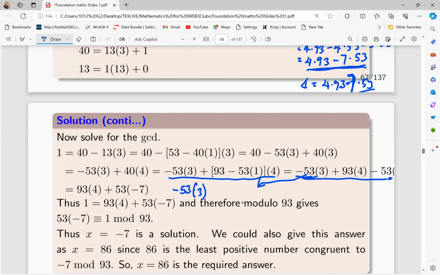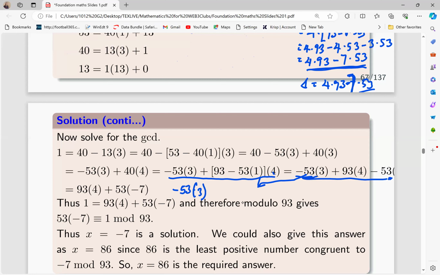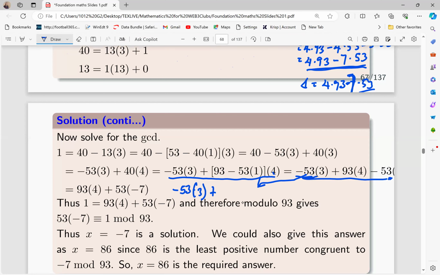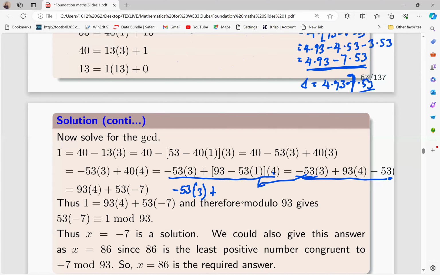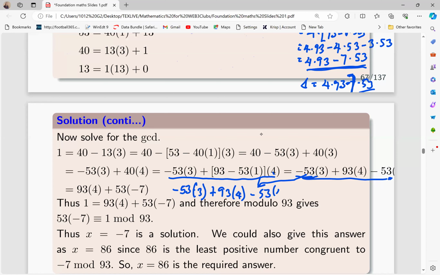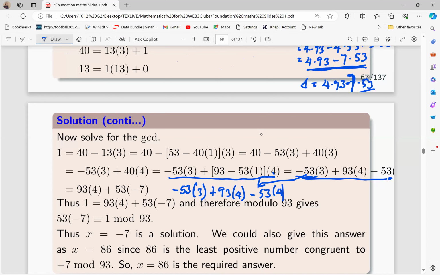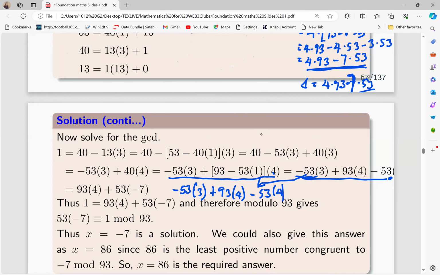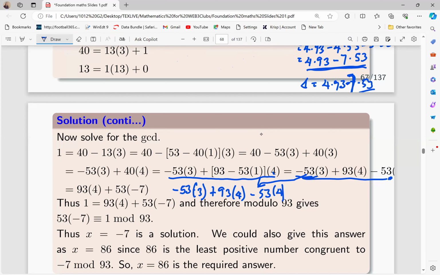Then we were opening the bracket using the 4 outside, and that 4 would be 93 multiplied by that 4, and then negative 53 multiplied by that 4. I think what is missing is the 4. What is missing here is that 4.